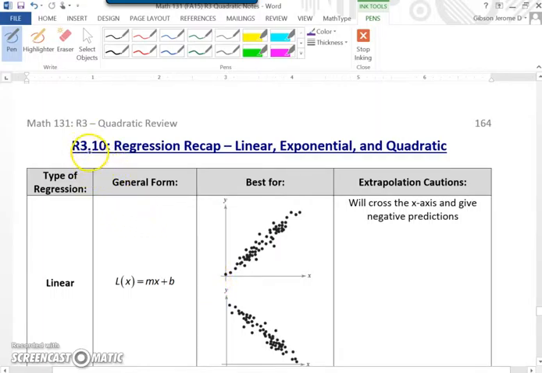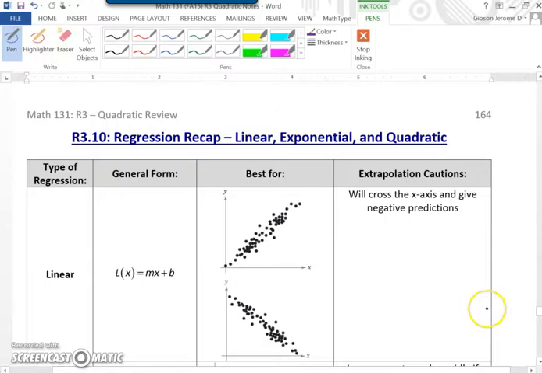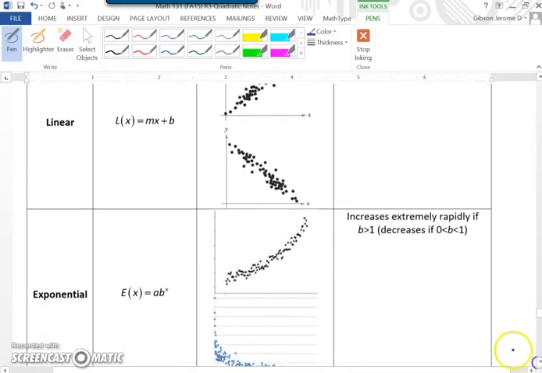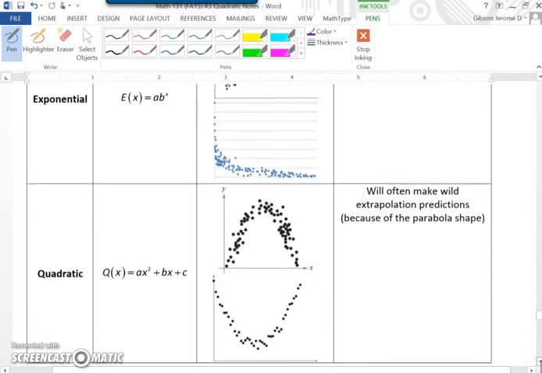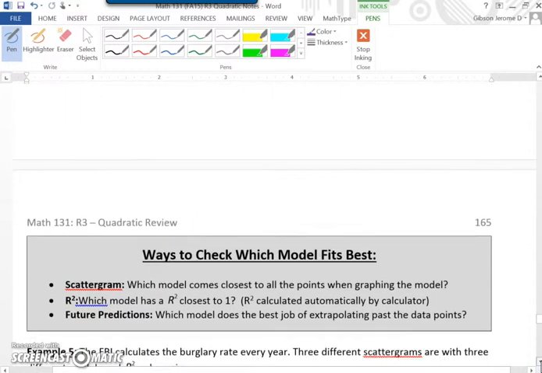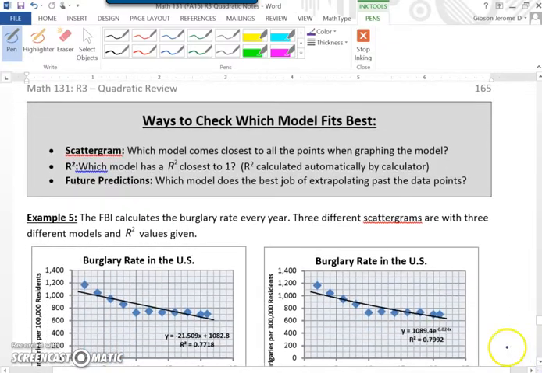Okay, class, we're about to start section R 3.10, regression recap: linear, exponential, and quadratic. On page 164, it gives vivid descriptions of the different types of graphs and their equations. You can look this over at your leisure, and if you have any additional questions, feel free to ask them in class. Okay, now we go to page 165.